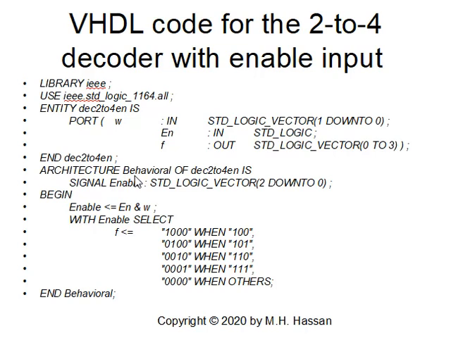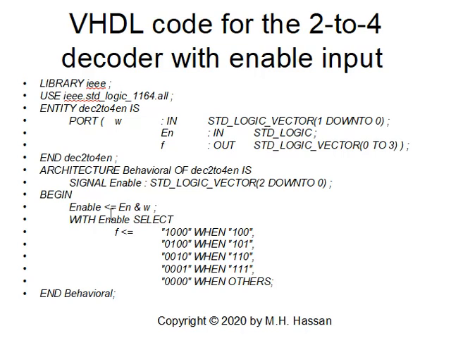Architecture behavioral of DEC2to4EN is, I will define the signal Enable as a standard logic vector 2 down to 0. This signal is defined between the architecture statement and the begin. Once you begin, what's the enable? We defined it as 3 bits. Enable is the concatenation of EN and W, so it will be 3 bits. The enable bit has to be 1 for the decoder to work, and W, the input, is either 0, 0, 0, 1, 1, 0, or 1, 1.